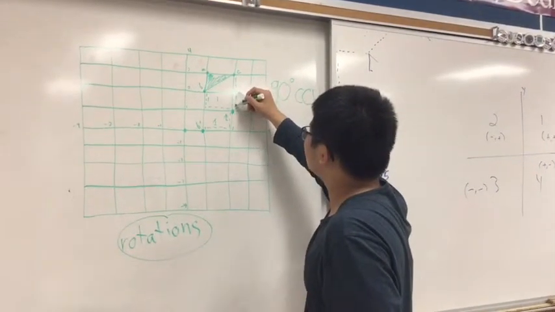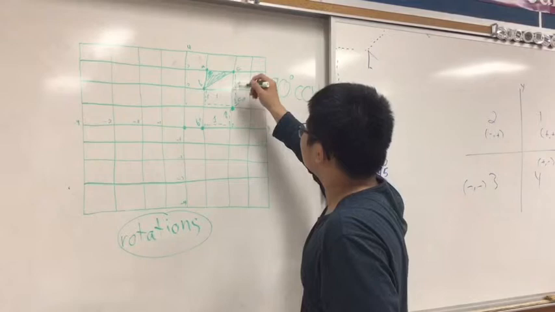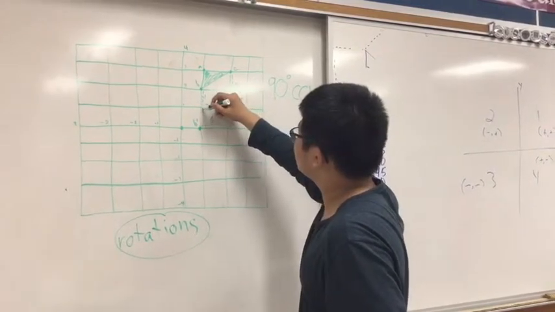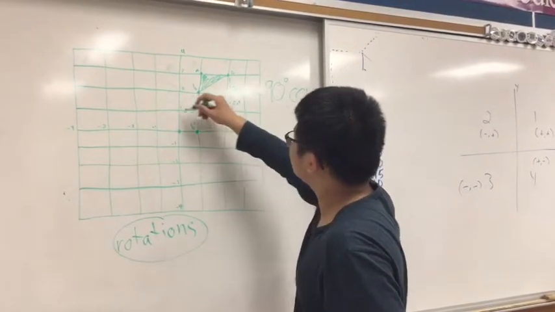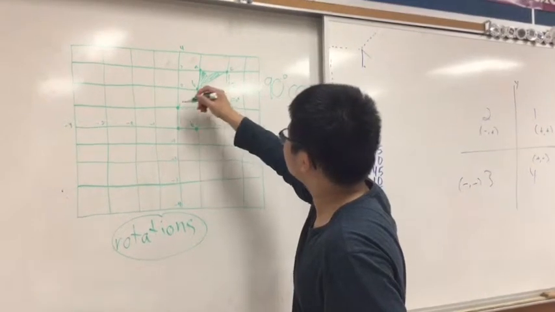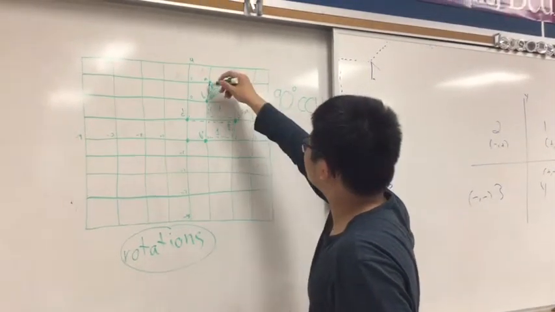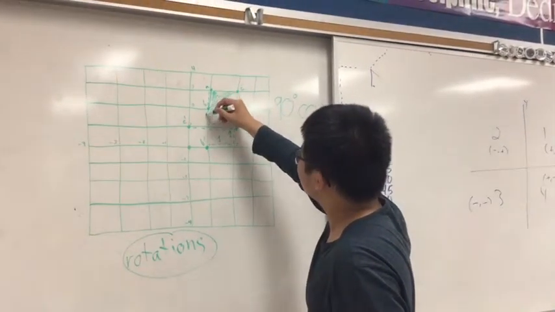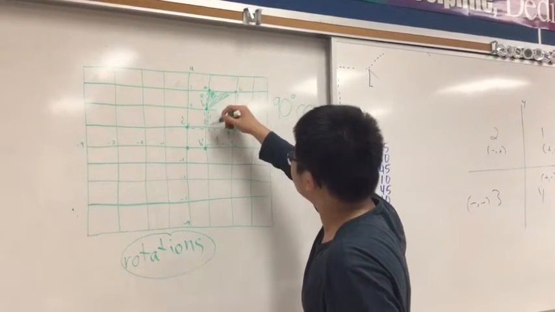So take it from C, that's just 2 down, and then you just rotate it 90 degrees counterclockwise as well. And that's your new point for C. A as well, and that is basically your new image. And now I'll just be finishing up right here.